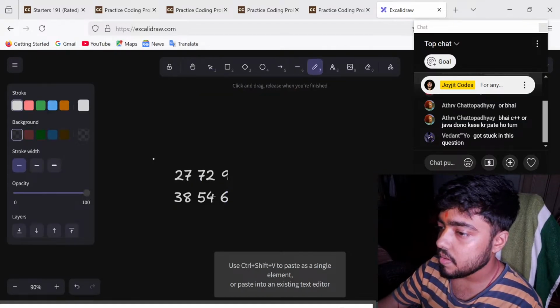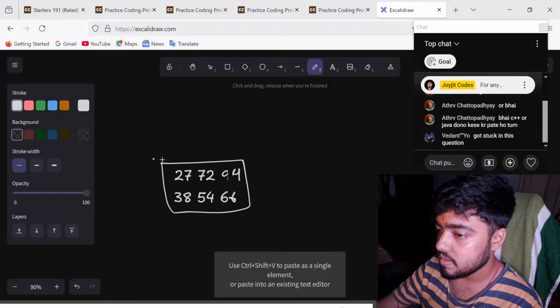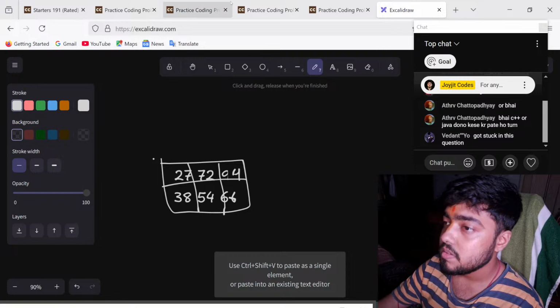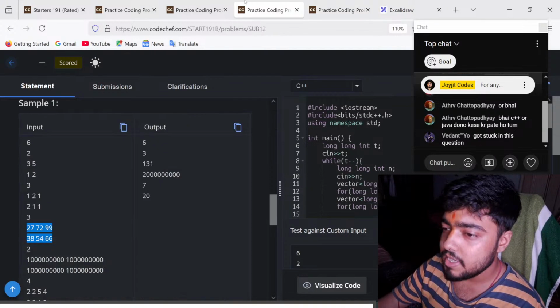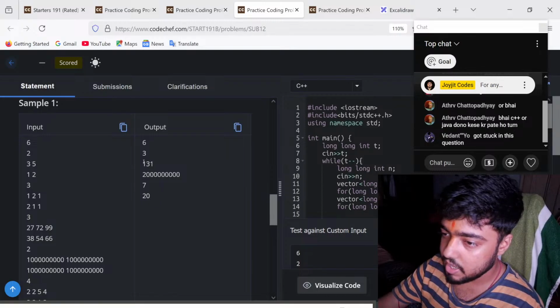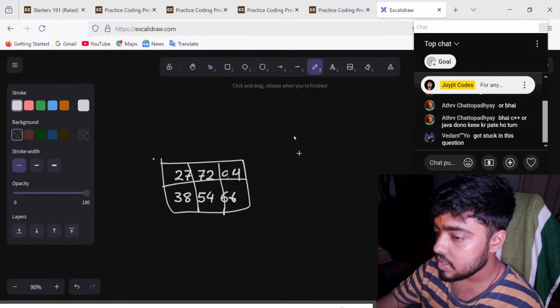It is 99, and this is 66. Now look at this. What is it telling us? I'll first of all tell you what the answer is. The answer is 131. Why is it 131? I'll tell you. So let's say the answer is 131.